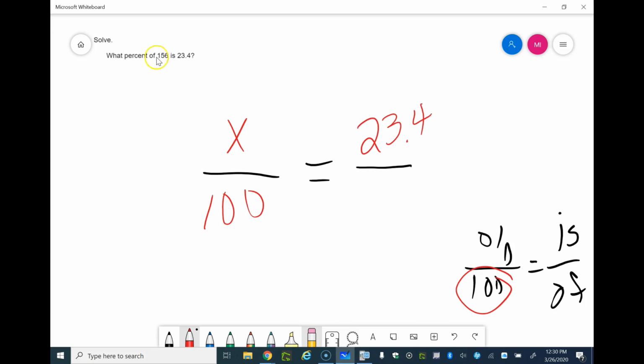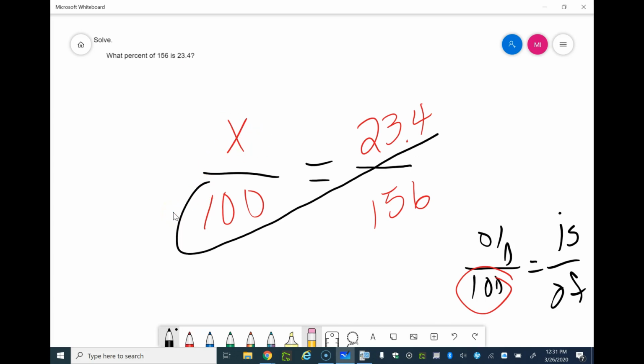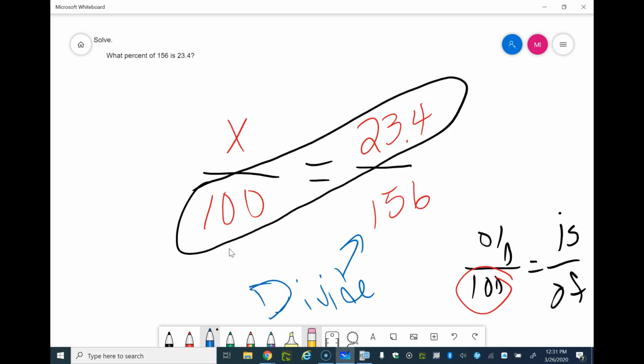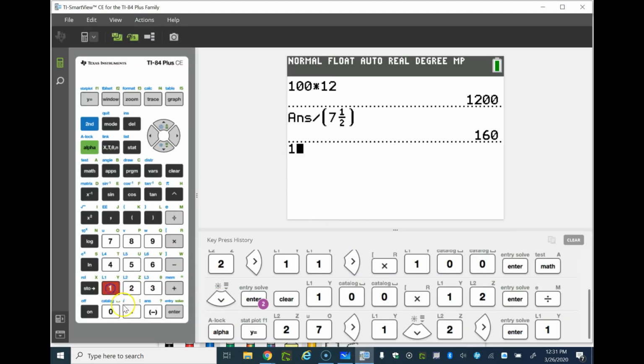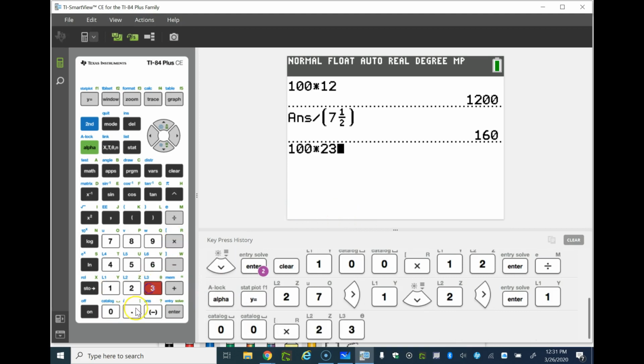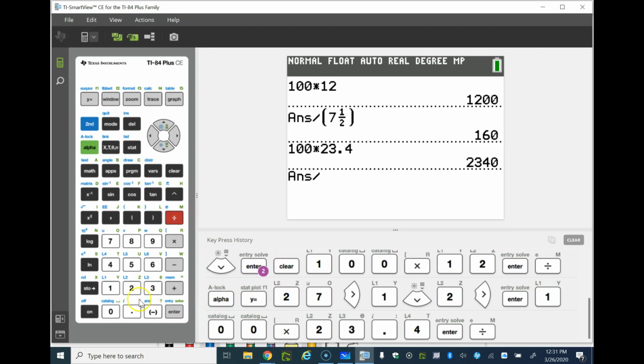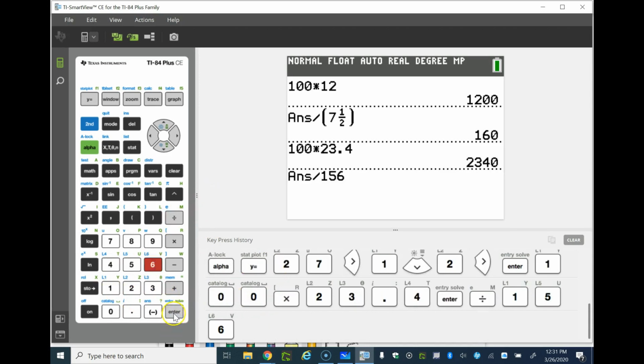Is, where it says is 23.4, and then of 156. So once again, for this problem, these are the two numbers I want to go ahead and multiply first. And then we're going to take the last part here and divide by the last number. So let's go to our calculator. 100 times 23.4. And then we're going to divide by 156. Hit enter, and our answer should be 15.